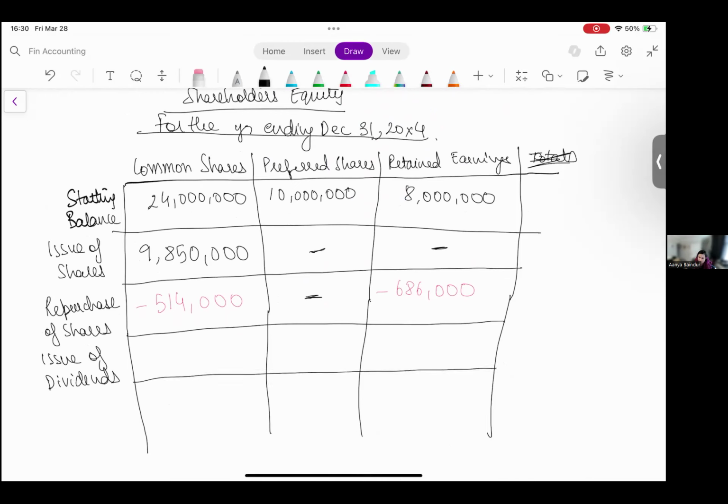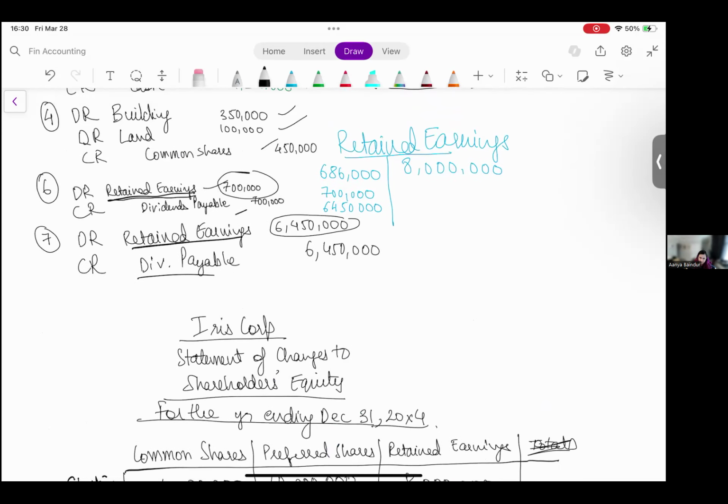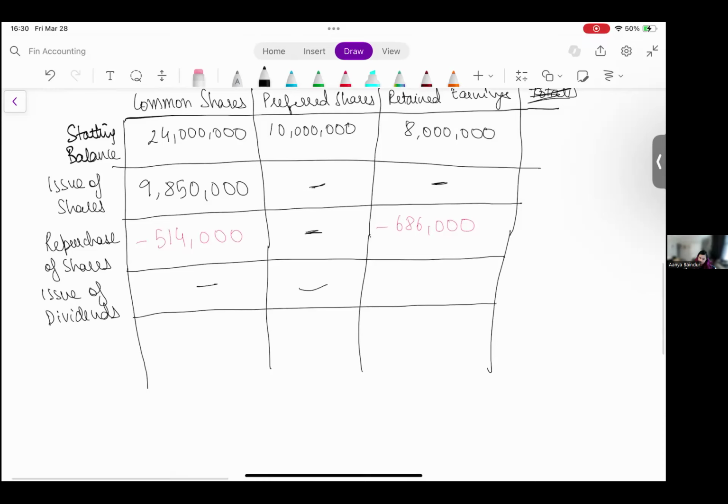Issue of dividend. When you issue dividend, it doesn't affect common shares. It does not affect preferred shares. It only affects retained earnings. So let's put down that value. That's 700,000 plus 6,450,000 gives you minus 7,150,123. And since that's all, there is no other entry that we made, there's no other change that we made. This is all of them.